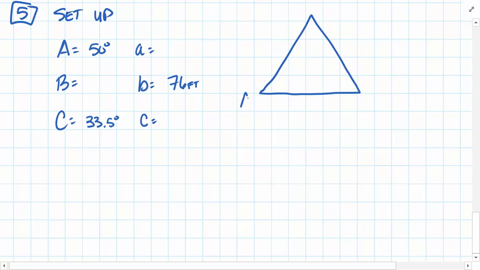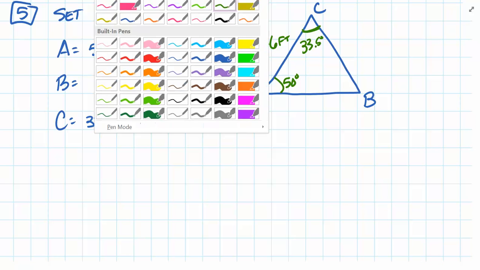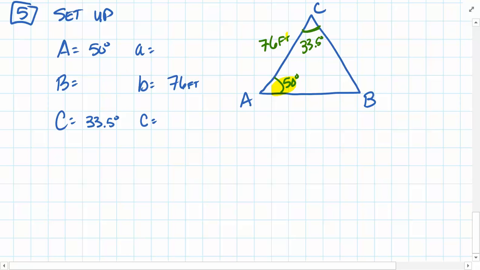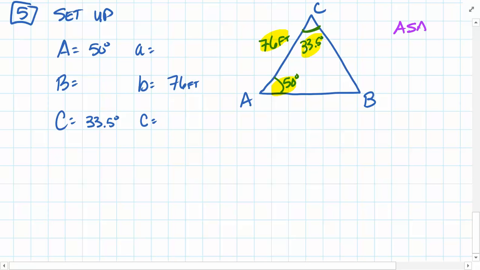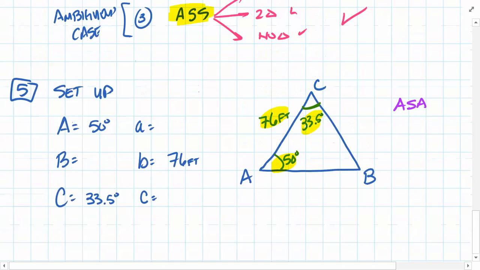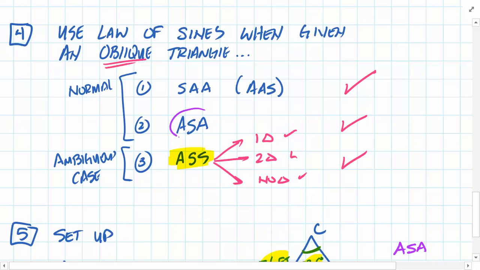We know that if I call this A, I call this B, and I call this C, I know some things, right? I know that this is 50 degrees. I know that B, which has to be opposite this one, is 76 feet. And then I also know that C up here is 33.5 degrees. So ladies and gentlemen, I've been given an angle, a side, and an angle. Right? So this is angle, side, angle. So what do I use? If I'm given angle, side, angle, what do I use? I use the law of sines because there it is right there. I've been given angle, side, angle. So I know that I use the law of sine for this triangle, right?